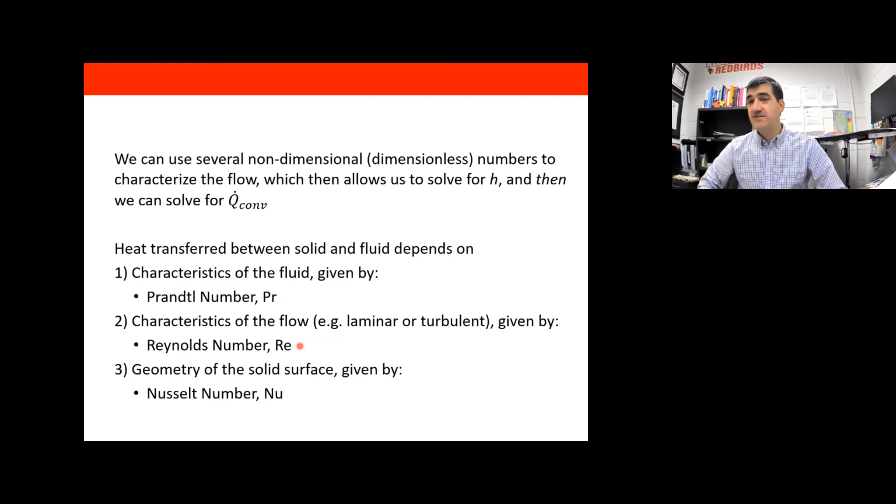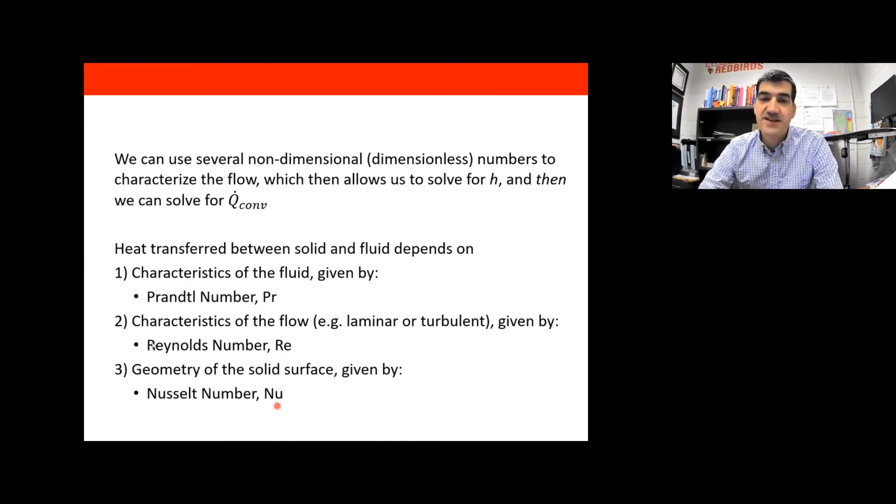The characteristics of the flow can be quantified using a term called the Reynolds number. Basically you can use the Reynolds number to determine if the flow is smooth and laminar or if it's turbulent. And if it is turbulent, then how turbulent is it? So we can talk about the Reynolds number, which we will abbreviate capital R, lowercase e. And the last one is the geometry of the situation, specifically the solid surface. That is given by something called the Nusselt number, which we abbreviate Nu, capital N, lowercase u.